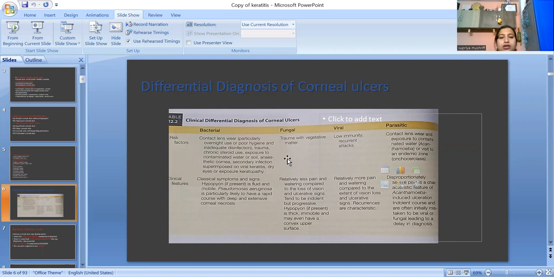And the fungal corneal ulcer risk factor includes trauma with vegetative matter. Clinical features include relatively less pain and watering compared to the loss of vision, and ulcerative signs tend to be indolent but progressive. Hypopyon, if present, is thick, immobile, and may even have a convex upper surface. Viral: low immunity, recurrent attacks, relatively more pain and watering compared to the extent of vision loss, and recurrences are characteristic. The parasitic, like Acanthamoeba corneal ulcer, risk factors are contact lens wear and exposure to contaminated water. Disproportionately severe pain is a characteristic feature of Acanthamoeba-induced ulceration. It has an indolent course and is often initially mistaken to be viral or fungal, leading to delay in the diagnosis.